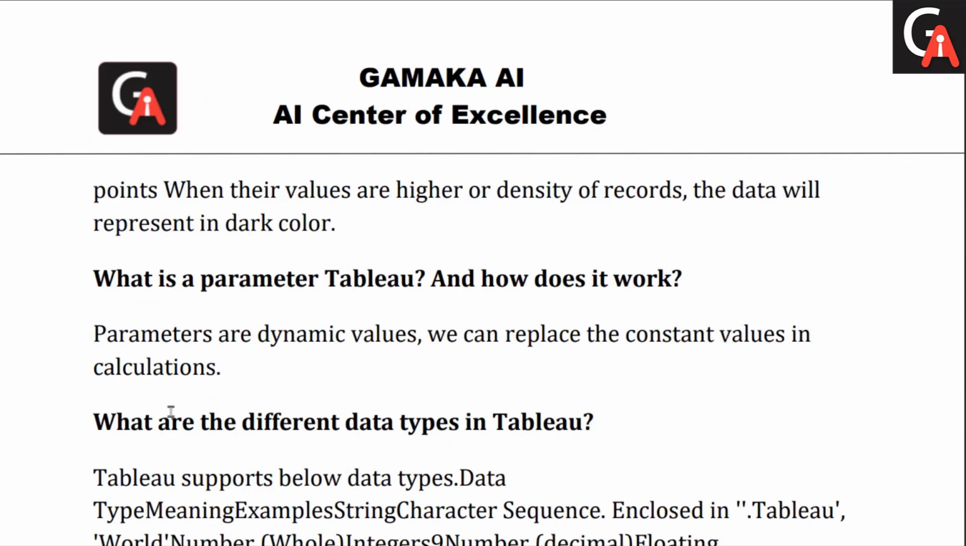Points when their values are higher or density of the records, the data will be represented in dark color. So these are called heat map and tree map differences.